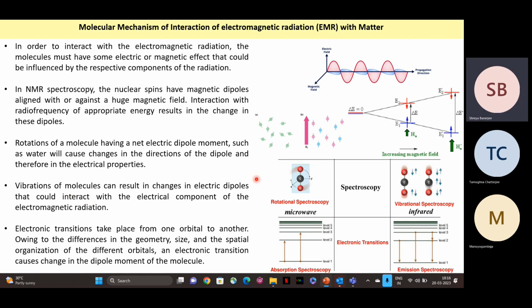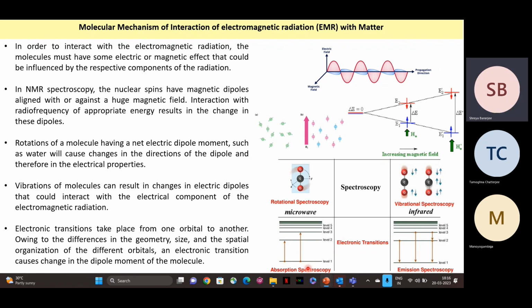Similarly, vibration of the molecule, or vibrational spectroscopy, uses infrared radiation, and it can only be observed when the dipole of the molecule is changing with time. Because only when the dipole is changing with time will it affect the electric field of the electromagnetic radiation. And when there is interaction with the electromagnetic radiation, only then can we observe the molecule.